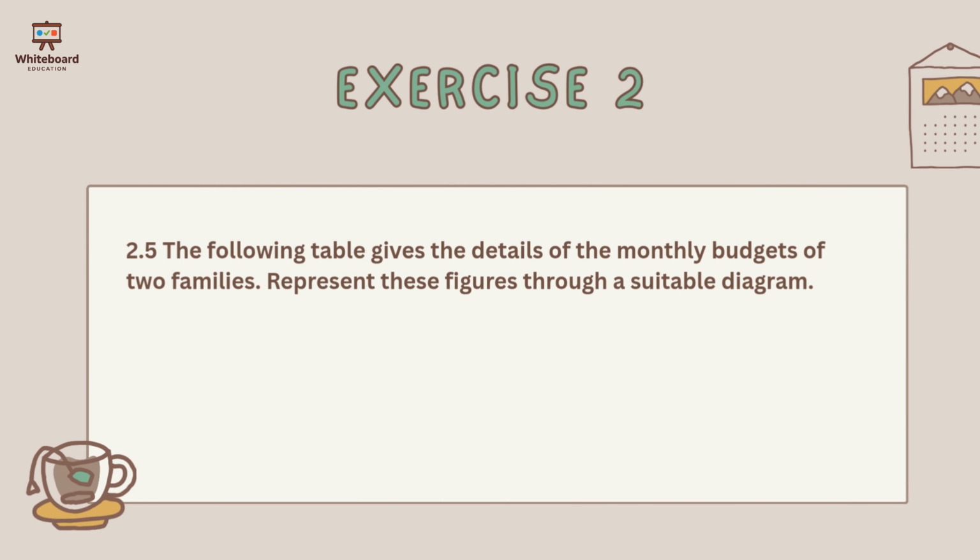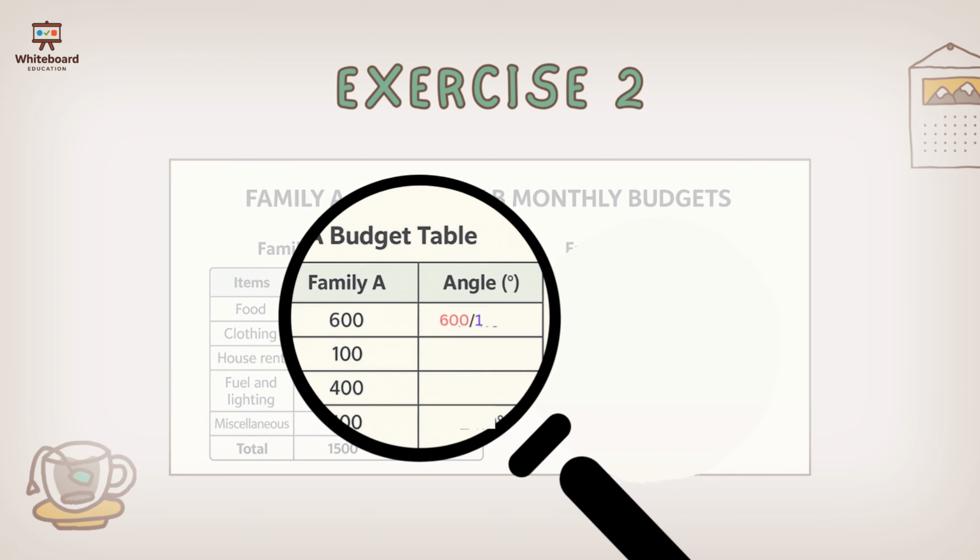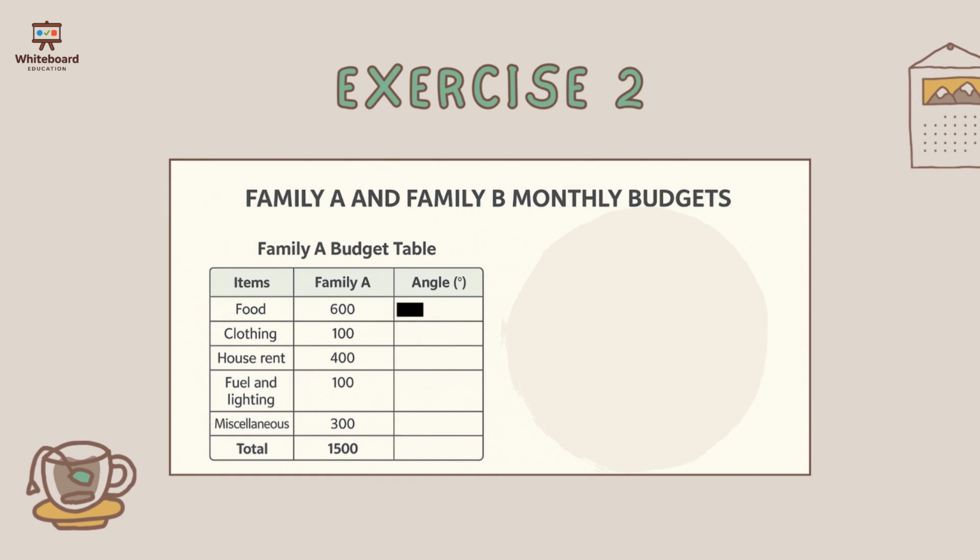Question 2.5. The following table gives the details of the monthly budgets of two families. Represent these figures through a suitable diagram. Here, we will separately deal with Family A and Family B monthly budgets. First, we make a Family A budget format analysis. We need to find the angles to get the sectors of the pie chart. To do so, we divide the amount of each category, like 600 for food, by the total 1500 and multiply by 360, which equals 144 degrees. Like this, we complete the whole table and are done.